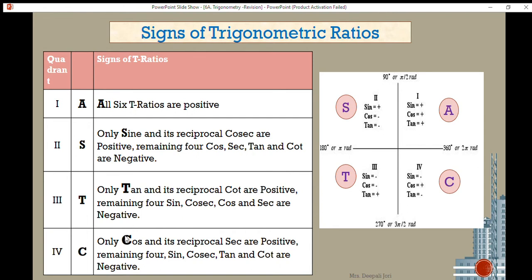And in the last quadrant, the fourth quadrant, you have to remember the letter C. C is for cos, not for cot. So in the fourth quadrant, cos with its reciprocal sec are positive, and the remaining 4, that is sine, cosec, tan and cot, will be negative there. So you have to remember this table, which you will need further in calculations.